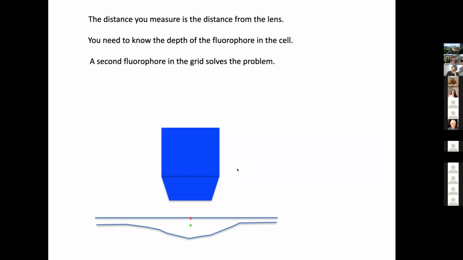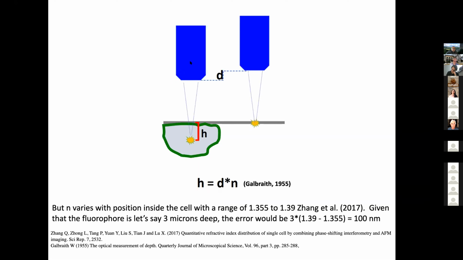What happens, if you think about it, is here is your objective focusing, in this case, on the fluorophore, and here it is focusing on the flat side of the cell. So what you measure is this distance d. That's the amount you move the objective. And what you want to know is what is this distance? So you have to know the refractive index inside the cell. Now, the refractive index inside a cell is known for some cells or for a range of cells, and it varies somewhere between 1.355 and 1.39, depending on the cell type, depending on whether you're looking at the nucleus or the cytoplasm.